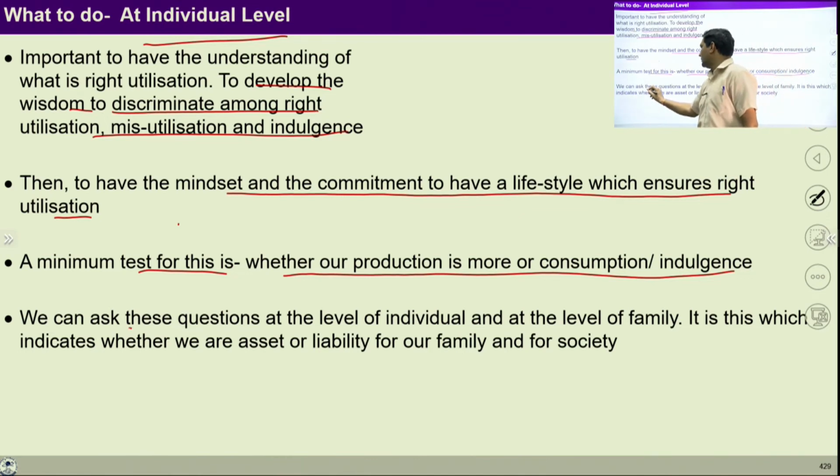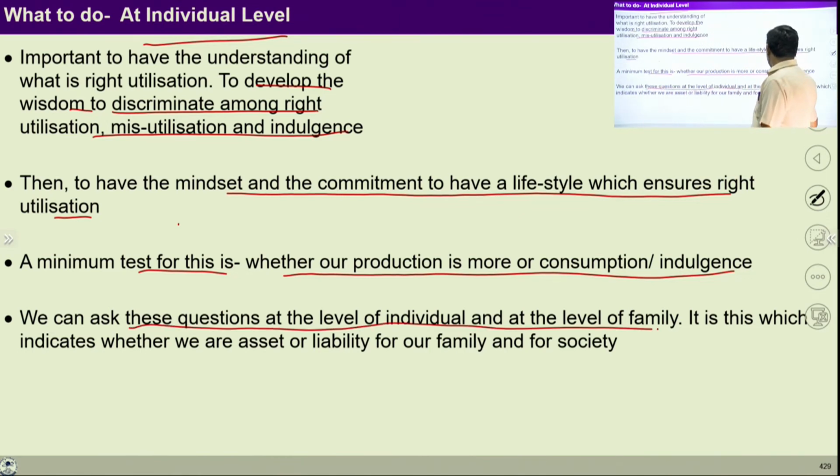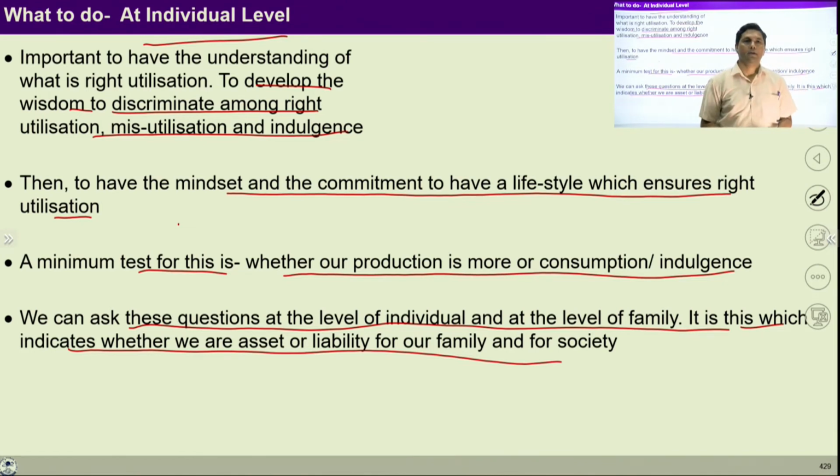So we can ask these questions at the level of individual and at the level of family. It is this which indicates whether we are an asset or liability for our family or society. So if we are able to right utilize the self, body and physical facility, we may be an asset for society. But if we are consuming rather than producing, if we are not able to ensure right utilization of self, body and physical facility, then definitely we will be a liability for our family and for society and even for the nature.